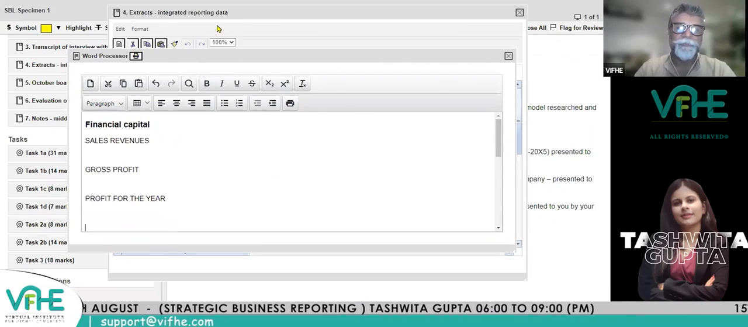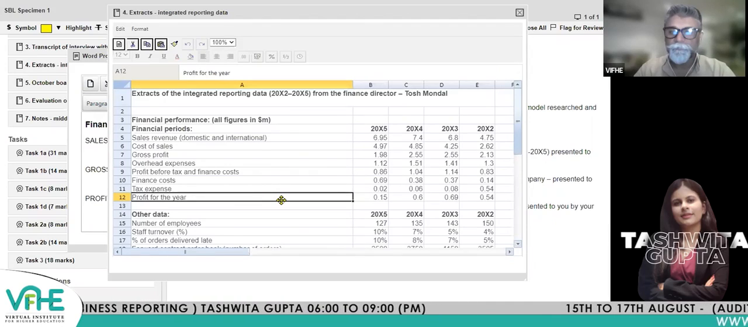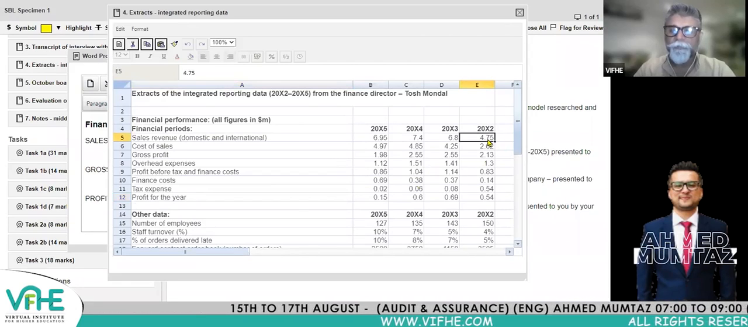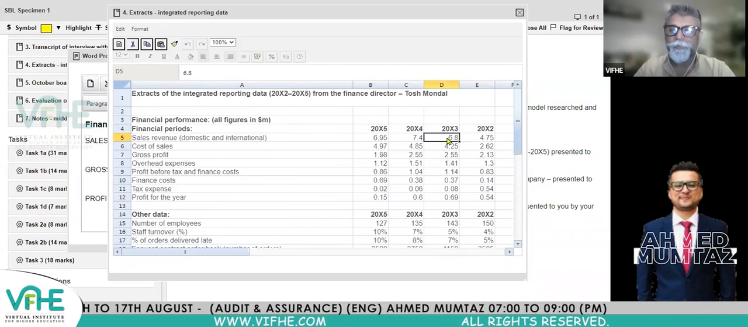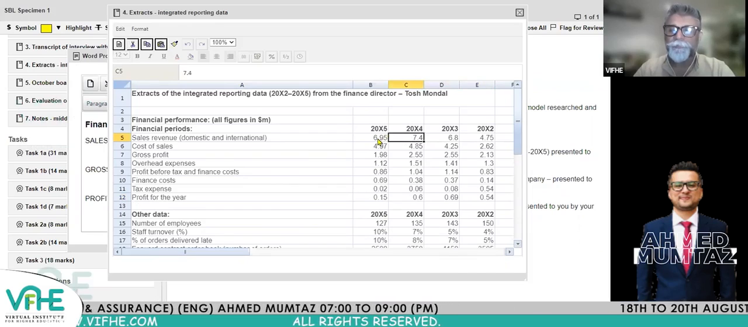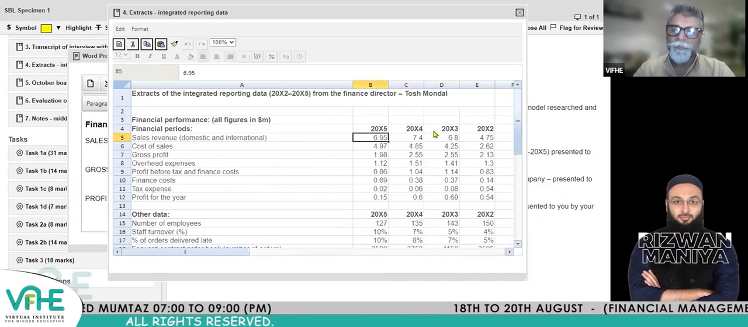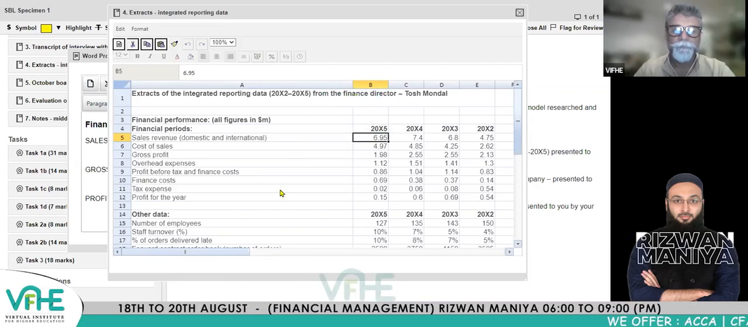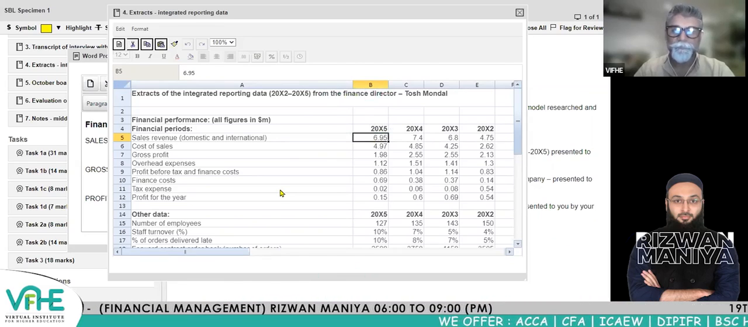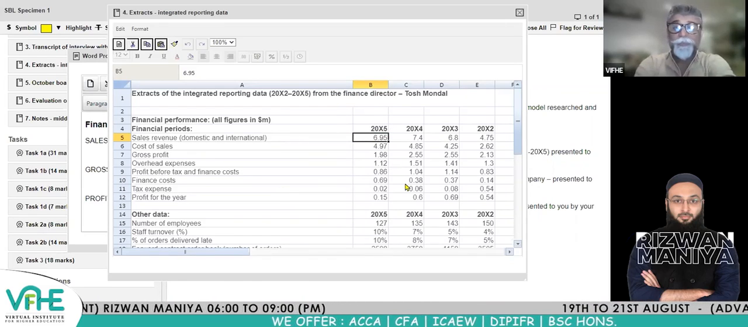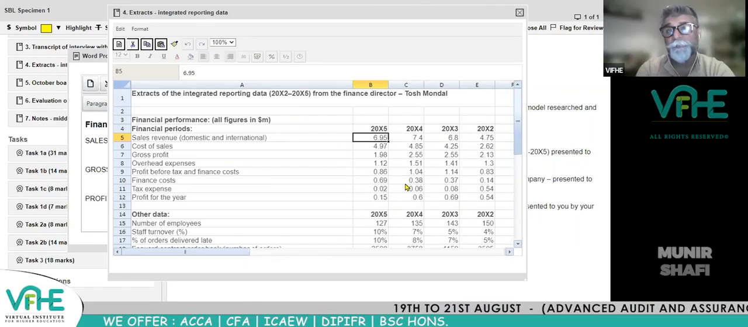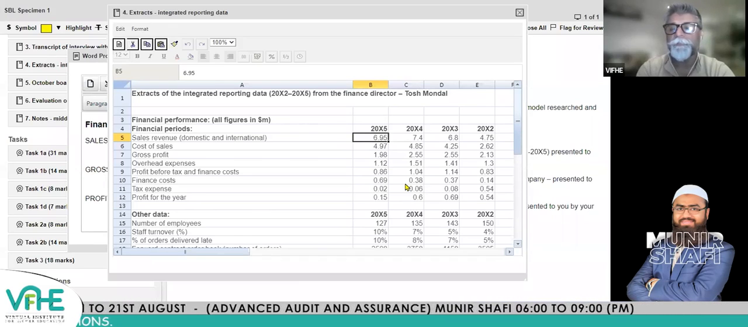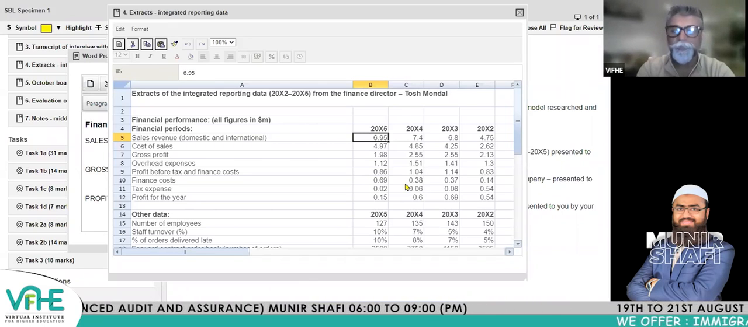Okay, so what's happening with sales? If you look at the historic trend, it was 4.75, it grew very nicely to 6.8 million. Again, it grew to 7.4 and now it's 6.95. So I think it was increasing, but now it's decreasing. What do you think? Yes, so sales revenue for the current year is lower than last year. Absolutely, yes. So you can start by saying that sales revenue was growing during the last 3 years.